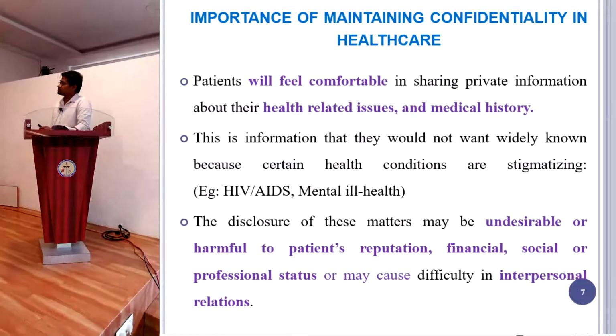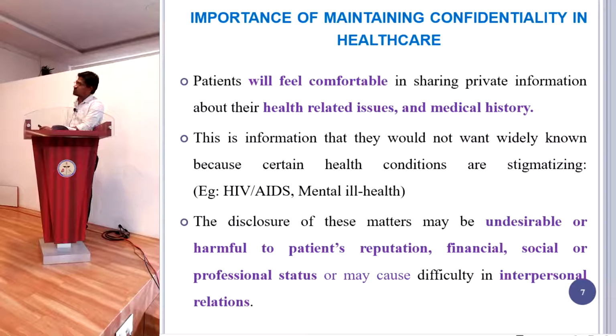And third, the disclosure of these matters may be undesirable or harmful to the patient's reputation, financial, social or professional status, or may cause difficulty in interpersonal relationships. So these last two points are the drawbacks of breaching confidentiality. The first one is why we should keep confidentiality: the patient will feel comfortable, because he believes the doctor, so he will not disclose his condition to anyone. That's the reason we should keep confidentiality between the patient and the doctor. And if you breach confidentiality, the consequences are the second and third points. It will affect the patient's reputation in society, the financial condition, and interpersonal relationships.